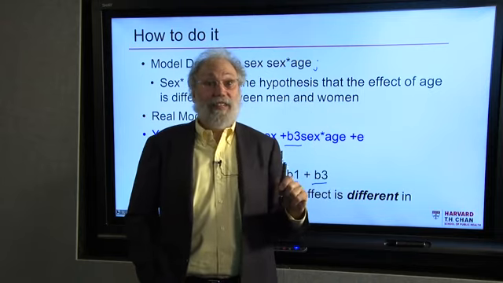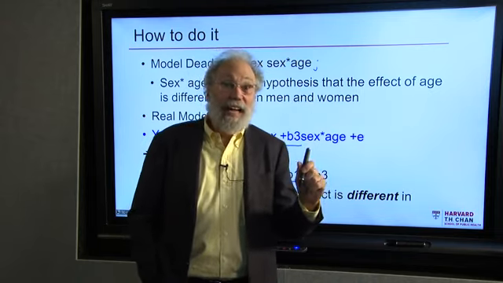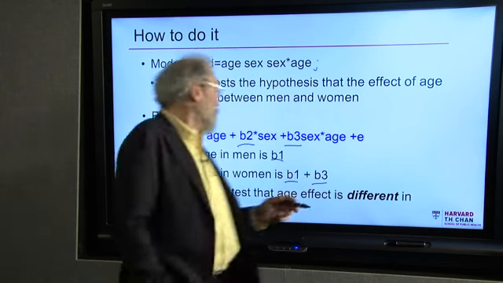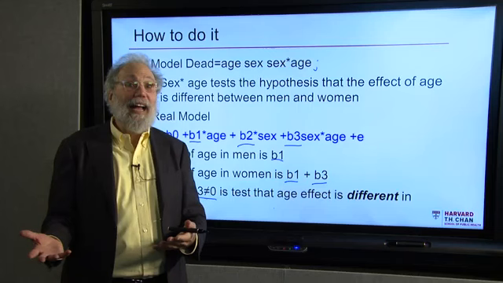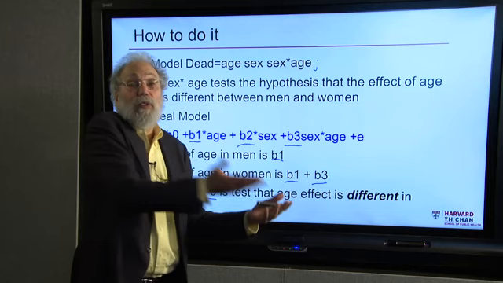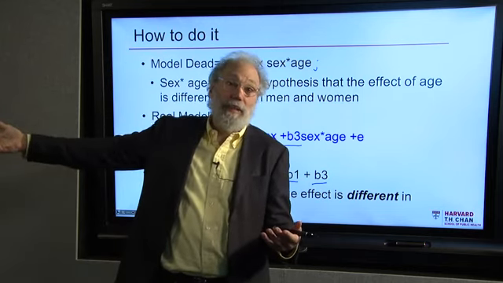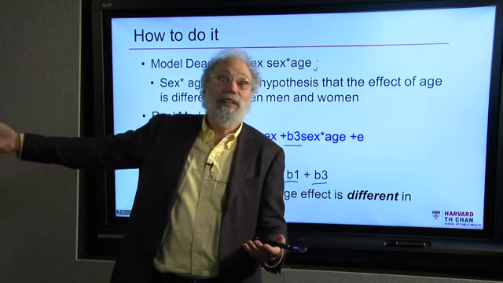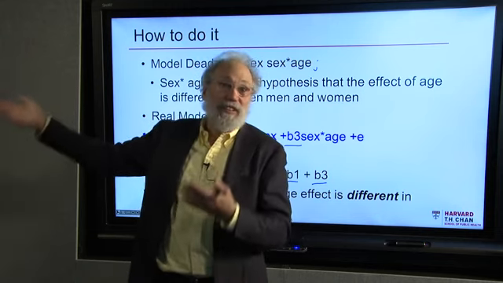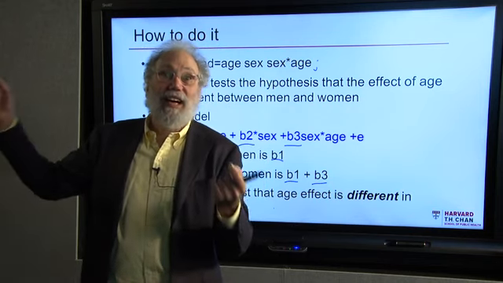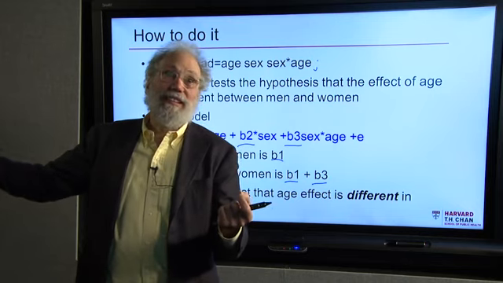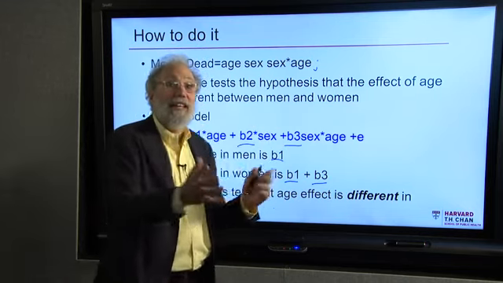It's the difference in the effect between men and women, not the effect in women. And therefore, the hypothesis test of B3 not being equal to 0 is the test that the effect of age is significantly different in women. So I get a coefficient, a standard error, and a p-value for B3. If that p-value is less than 0.05, then the effect of age is different in women. So I automatically get the test of whether or not the difference is significant when I look at the full data set and look at the interaction.